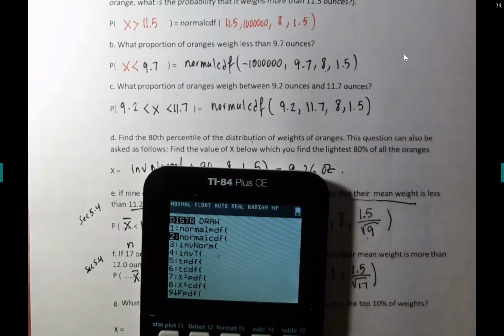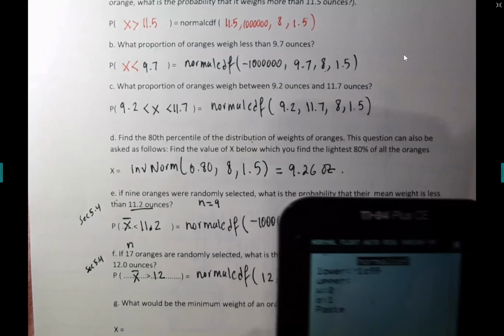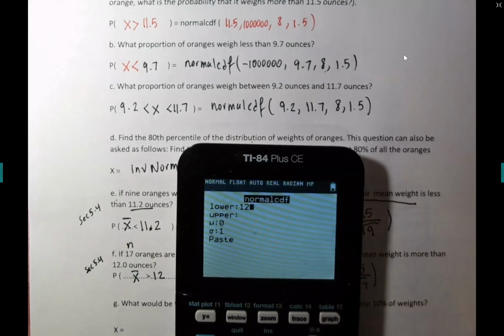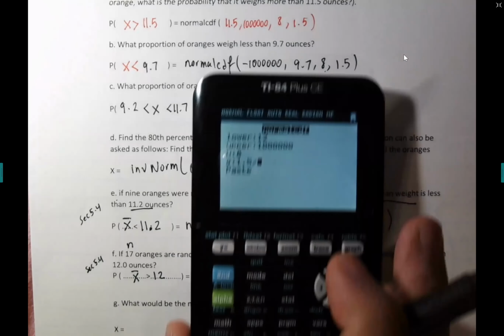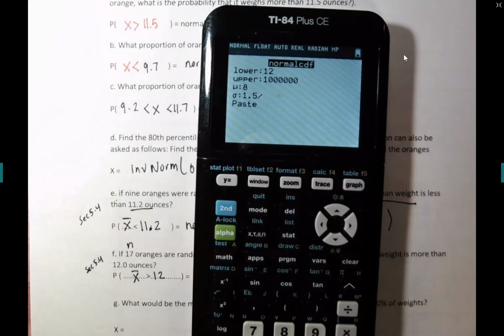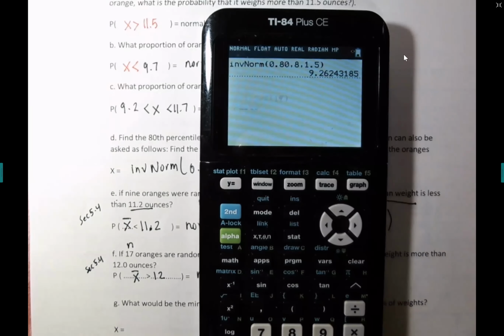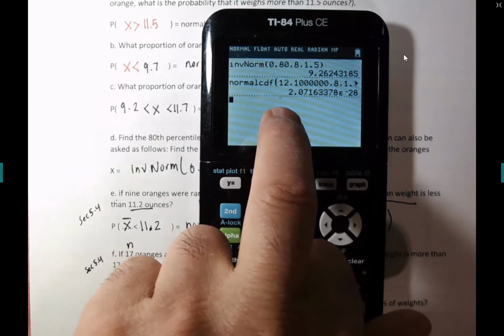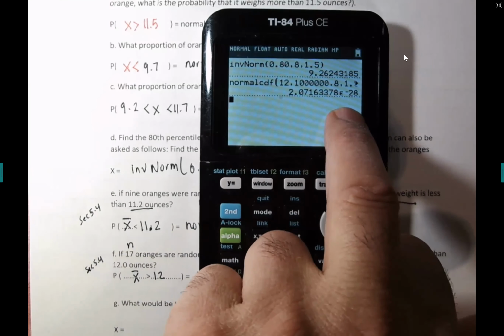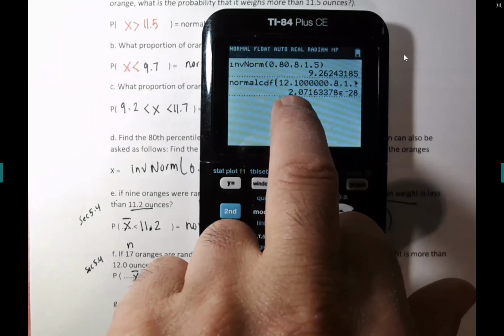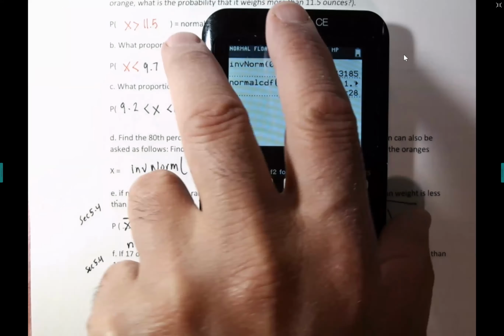Second, distribute, normal CDF. Okay, we want more than 12. So 12, 1,000,000. Mean is 8, standard deviation 1.5 divided by square root of 17. And again, here's how I enter square root of 17. I press the second key, then I press x squared. I put 17 in, close parentheses. Okay, look, guys. It's 2.07 E minus 28. E minus 28 means you have to move the decimal point 28 times to the left, which is 0. Just your answer is going to be 0.